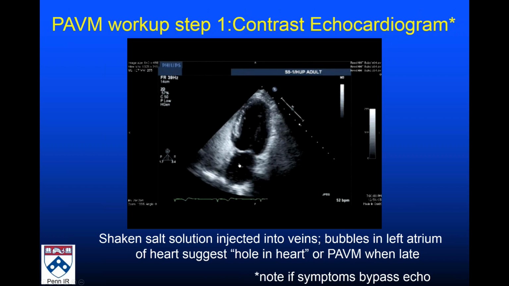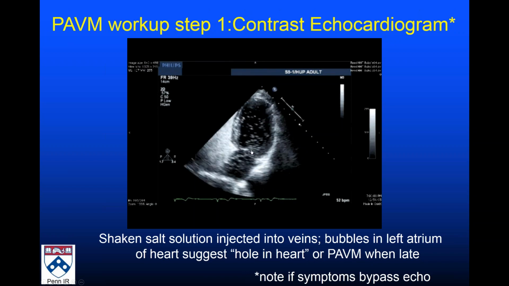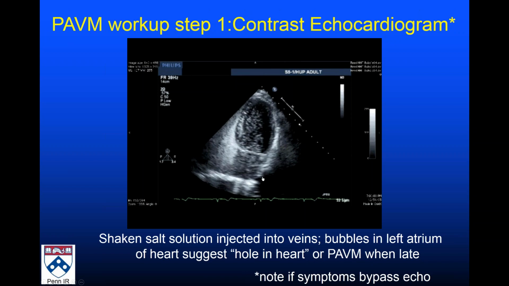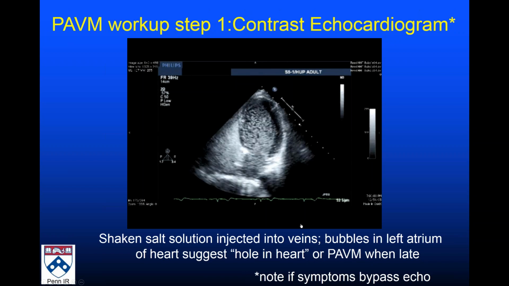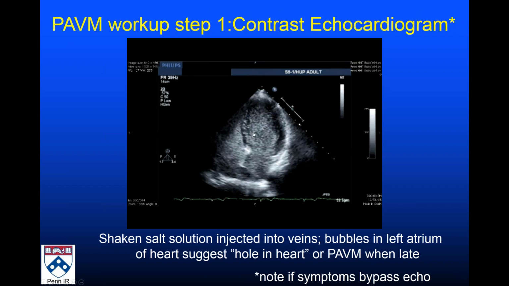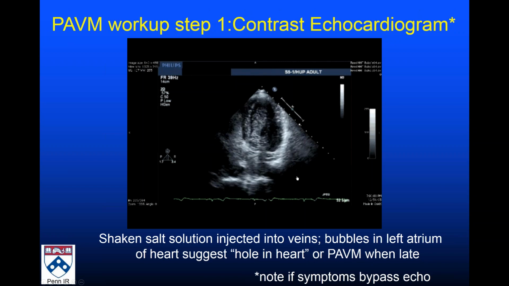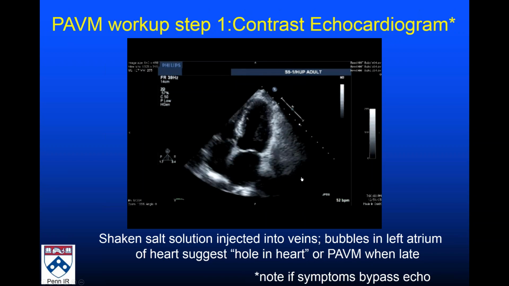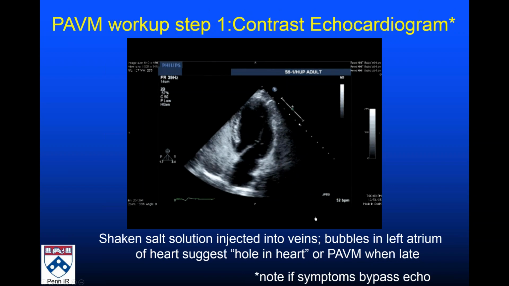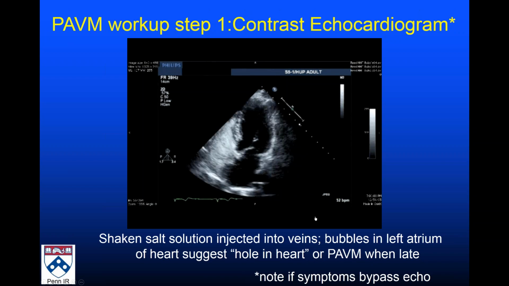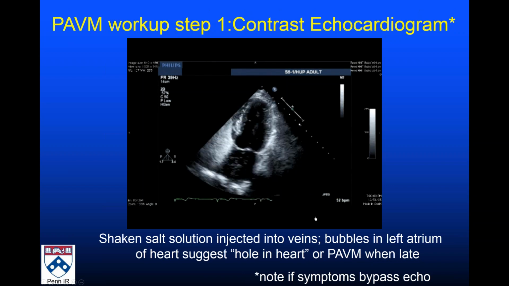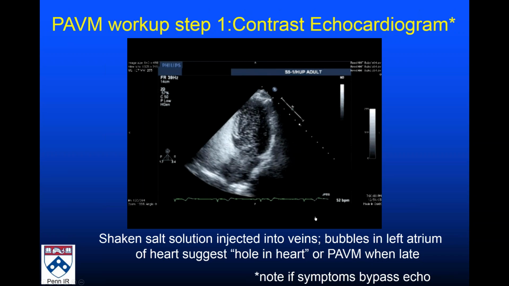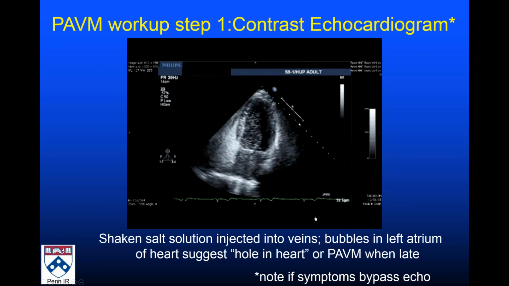And you see some bubbles coming through here, just a few bubbles, and then a slew of bubbles coming through here. This is what we're looking for, the late passage of bubbles, which indicates that there's a PAVM. If they come through early, that could be a hole in the heart, a hole between the two chambers of the heart, or the four chambers of the heart. But what we're looking for is that late passage that we saw here. And if we see that, then we know that we've got a PAVM, and we're going to pursue that with CT scanning. Now, if somebody's got symptoms, we're going to go ahead and bypass the echocardiogram because we know they've got a PAVM, and we need to look at that more directly.